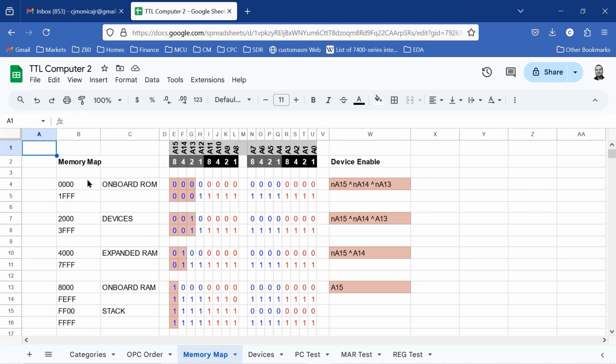we have a 64K address space, since we have a 16-bit address, and addresses from hex 0 to 1FFF are going to be our onboard ROM, which is 8K ROM. Hex address 2000 through 3FFF is going to be for our devices. Hex 4000 through 7FFF is going to be for our future memory expansion, and hex address 8000 through FFFF is our onboard RAM, and the last 256 bytes of that is our stack space.